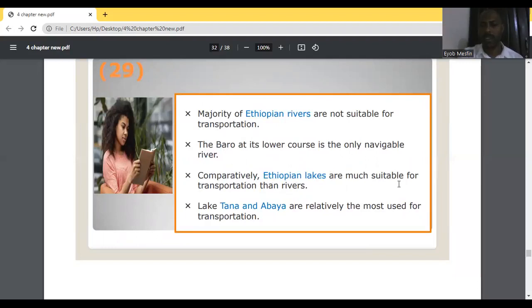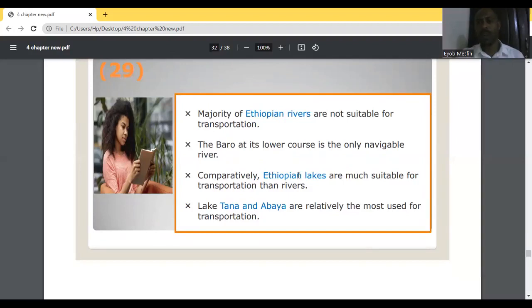Comparatively, Ethiopian lakes are much more suitable for transportation than the rivers. When you compare, the lakes are better than the rivers of Ethiopia for water transportation purposes. We are utilizing different lakes, as we just discussed regarding transportation using the lakes. Lake Tana and Abaya give a transportation system.